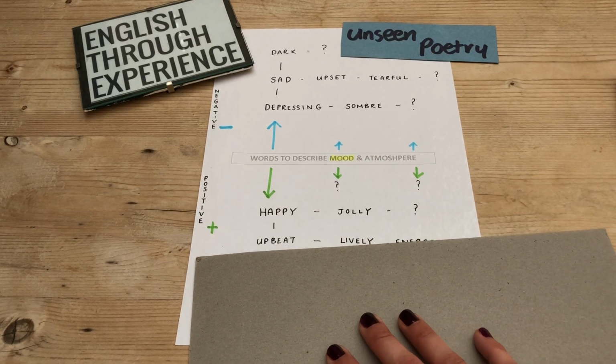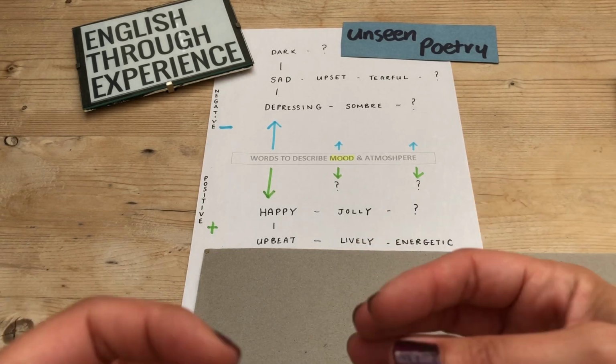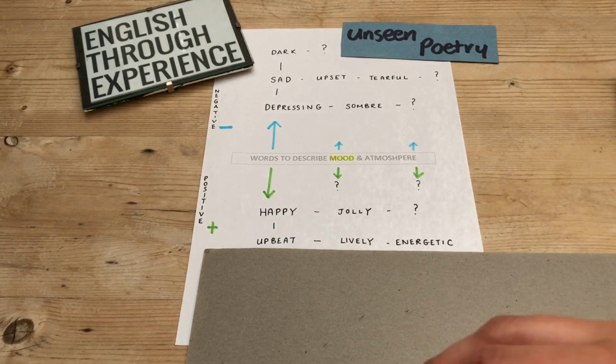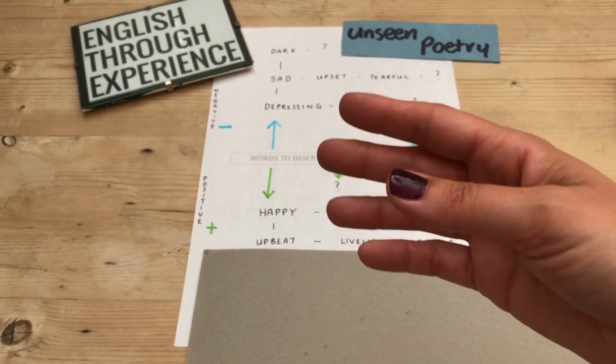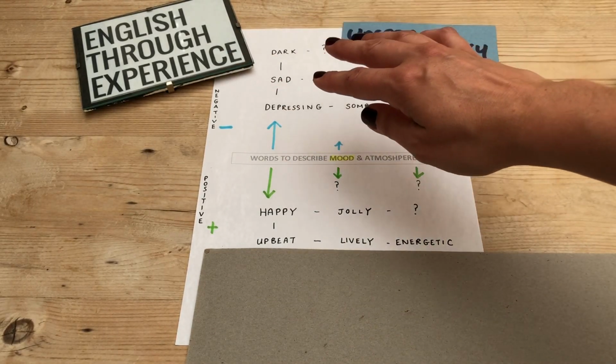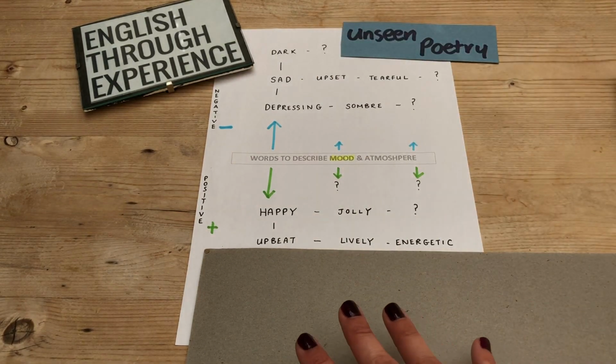Okay, so lively, another one. Energetic, all of those could relate to the pace of the poem. So if something's upbeat in a poem, if you've got one that's really kind of happy topic, quite often the pace is going to be a lot faster, whereas if it's the sad, depressing mood that the poet's created, normally they're going to use a much slower pace.